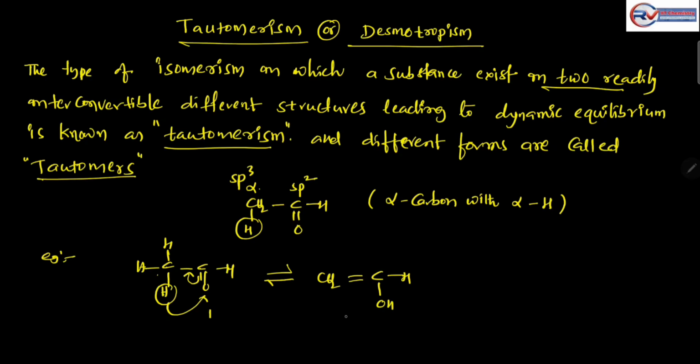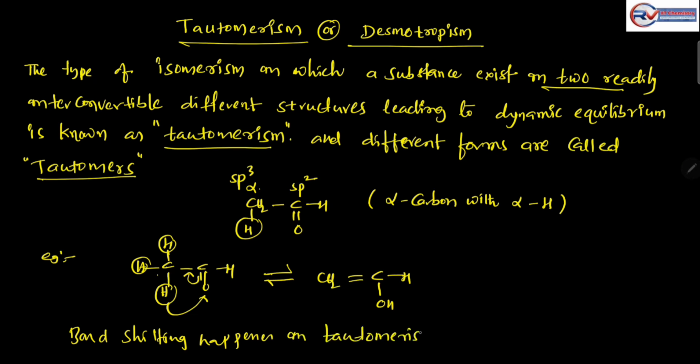This is the enol form. Bond shifting happens in tautomerism. Tautomerism is also called desmotropism.